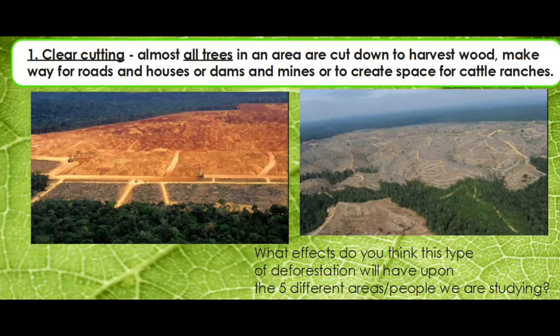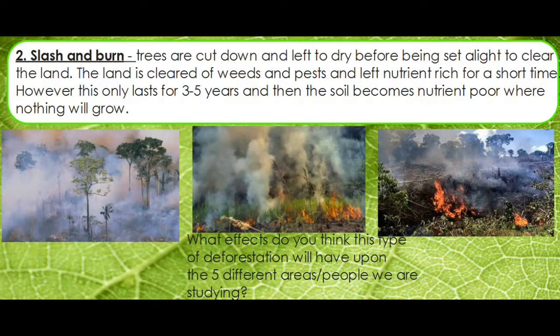Now we're ready to learn about another method of deforestation. The second main type of deforestation is called slash and burn. Slash and burn is a practice used to create farmland for agriculture. The method begins by cutting down the trees and the woody plants in an area, and then the cut down vegetation is left to dry, usually right before the rainiest part of the year.